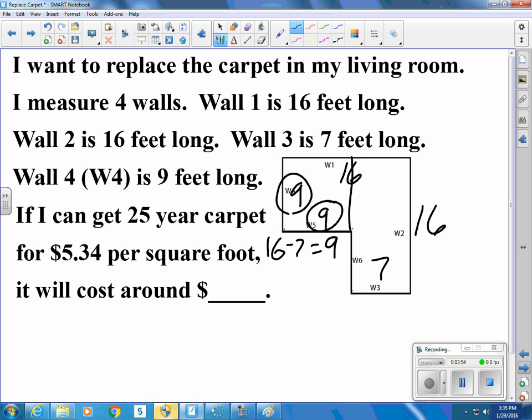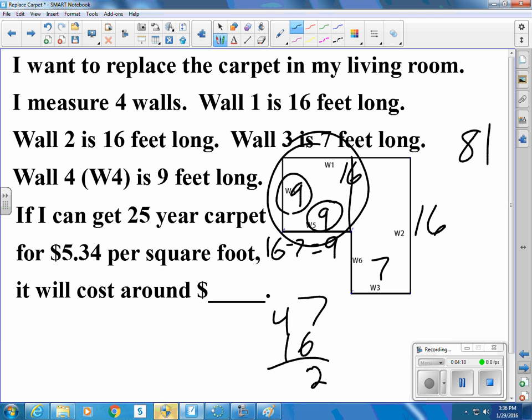So this rectangle, it's actually a square in this case, is 9 by 9, which is 81 square feet. So I have one piece that's 81. Now this other piece is 7 by 16. So I'll go ahead and multiply my 7 times my 16. 7 times 6 is 42. 7 plus 4 is 11. So I have 112 plus the 81. That gives me 193 square feet.